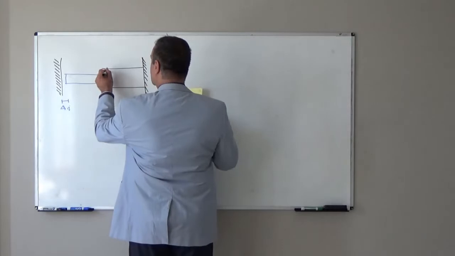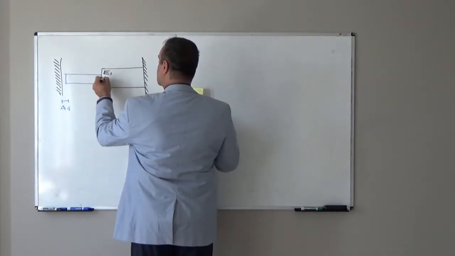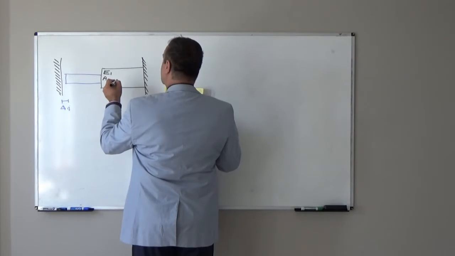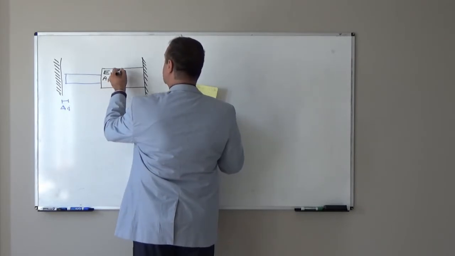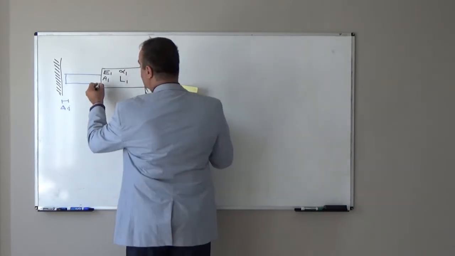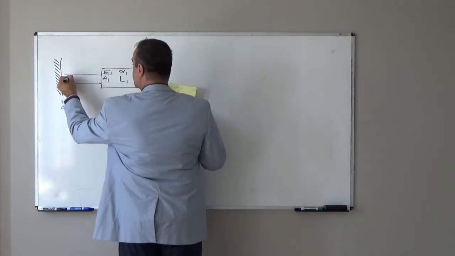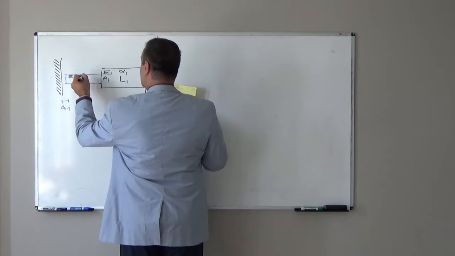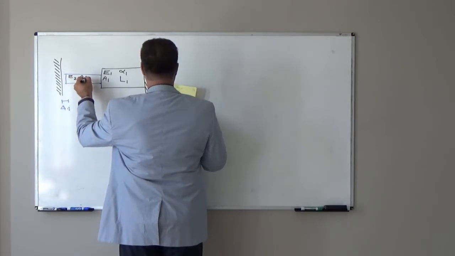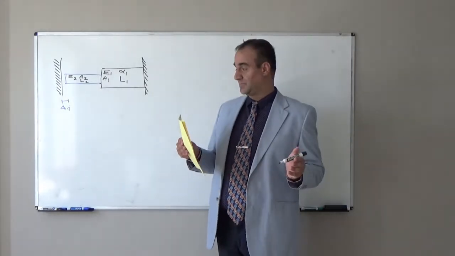For example, Young's modulus is E1 for this part, cross-sectional area is A1, the thermal coefficient of expansion is alpha 1, and the length is L1. For the other segment, which I show in blue, it is E2 Young's modulus, cross-sectional area A2, and length L2. This assembly is at room temperature.